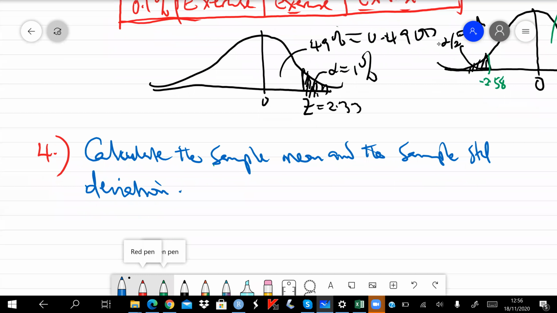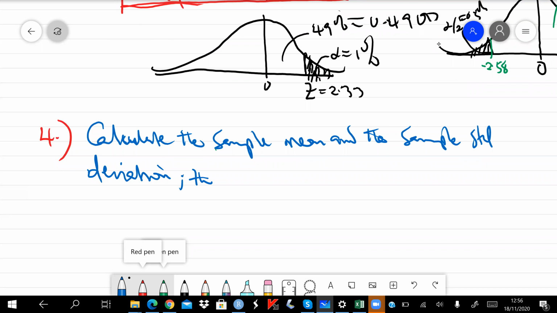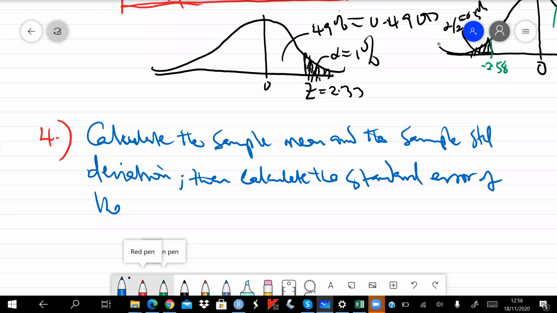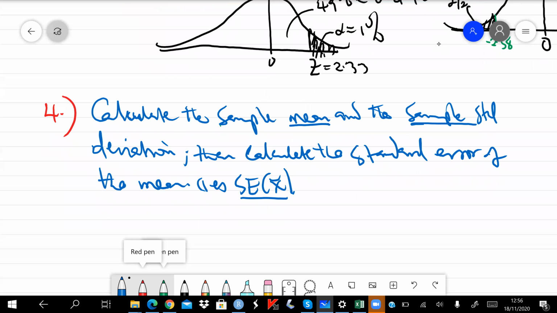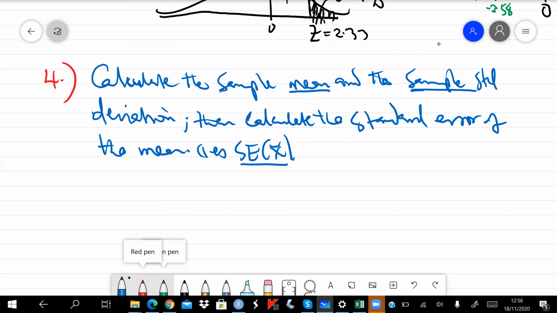Okay, and then calculate the standard error of the mean. The most important thing here is you obtain standard error of the mean. Okay? Because if x bar is given, that is this is x bar and this is s. If they are given, you just need to go straight to computing standard error. And this is how you obtain standard error of the mean.